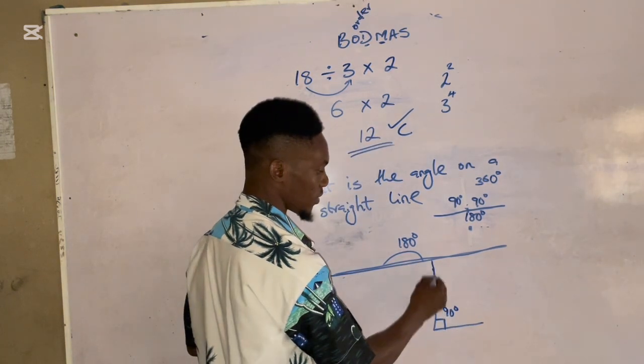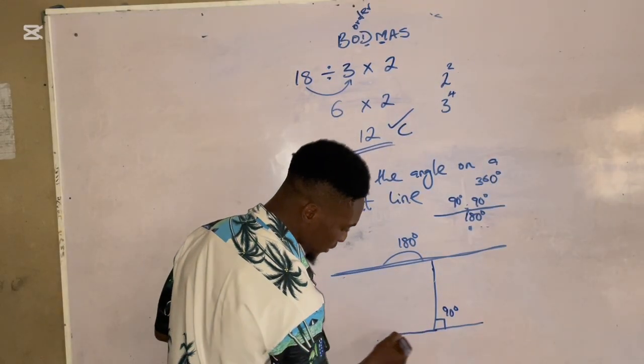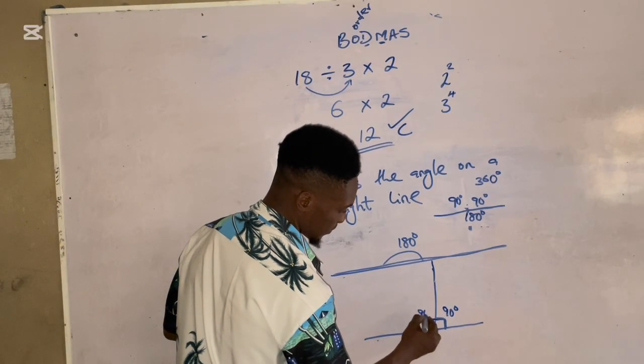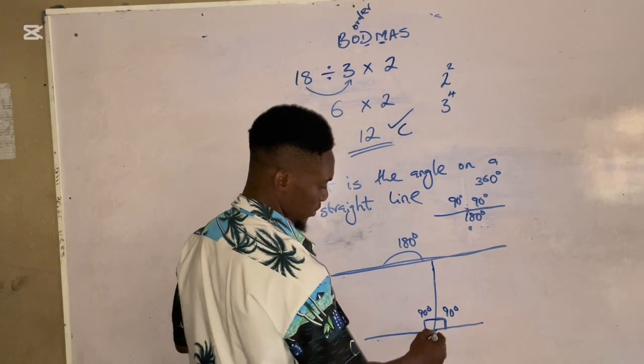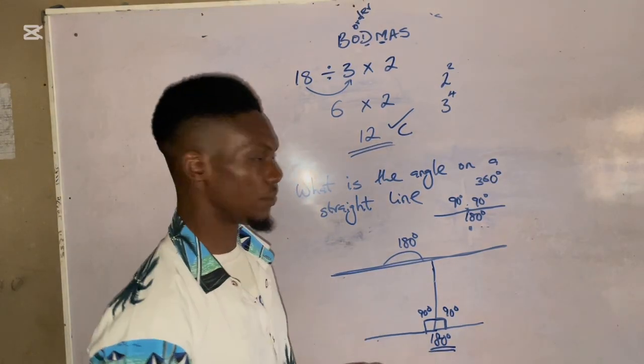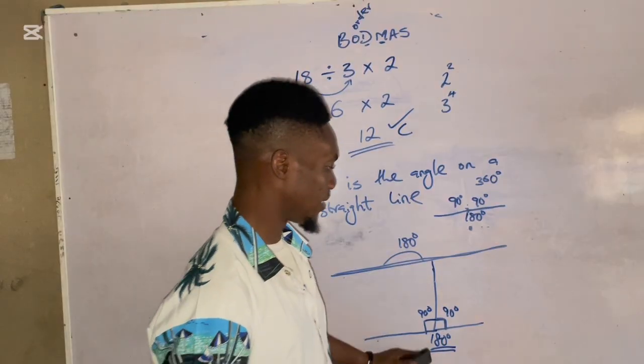This one forms L. But when you talk of a straight line, you have to adjust this again. Since there is 90, there is another 90 degrees here to complete it. 90 plus 90, 180 degrees. So you have this in mind. Angle on a straight line is 180 degrees.